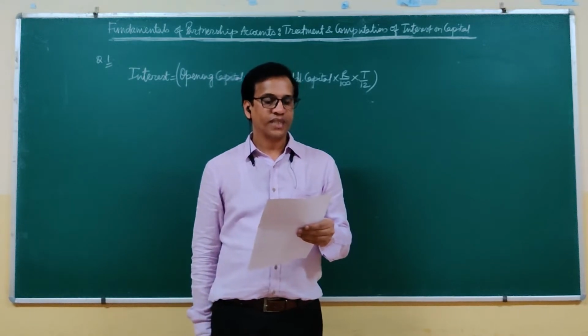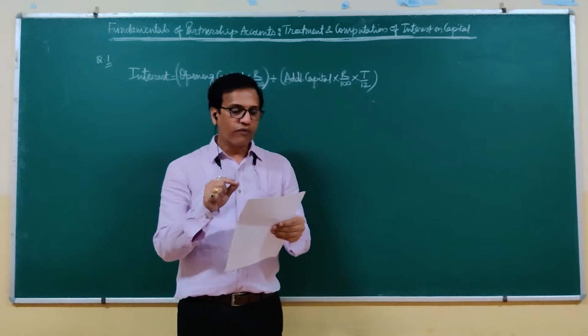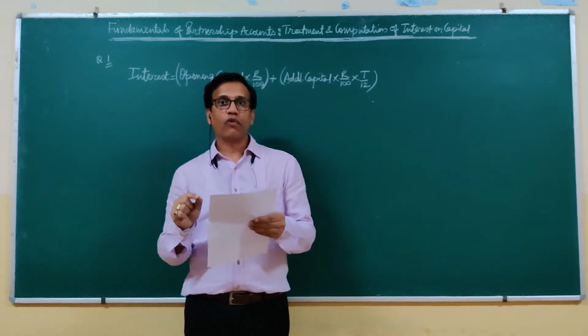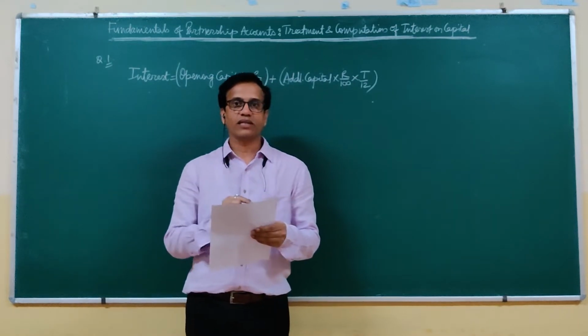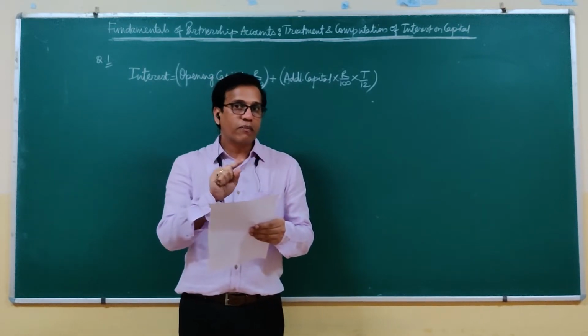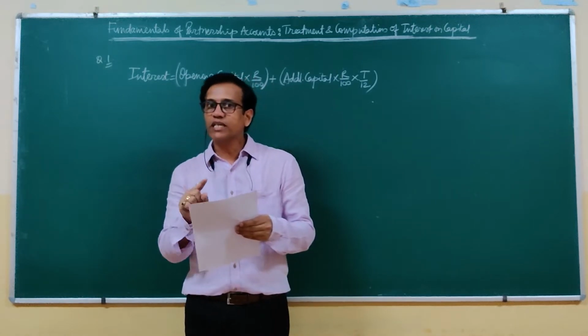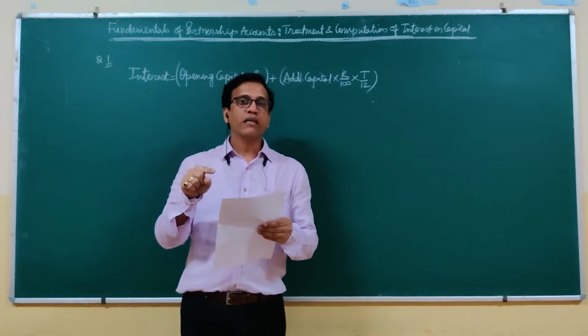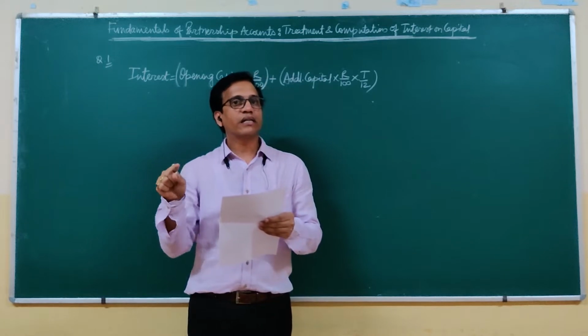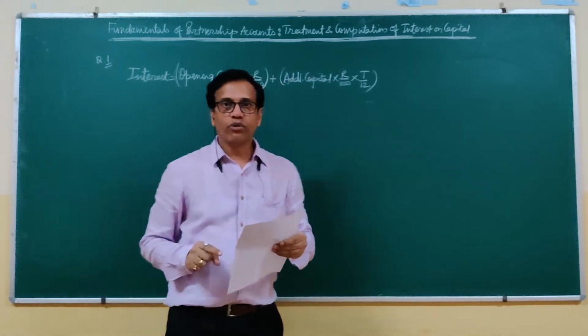Then in the question, it is also given that they withdrew 50,000 rupees per month for household expenses. It means it is their regular drawing. It is not a permanent withdrawal of capital. So it is not a subject matter of interest while calculating interest on capital. Okay, so let us see how to calculate.